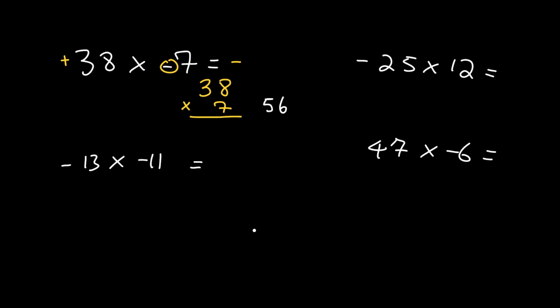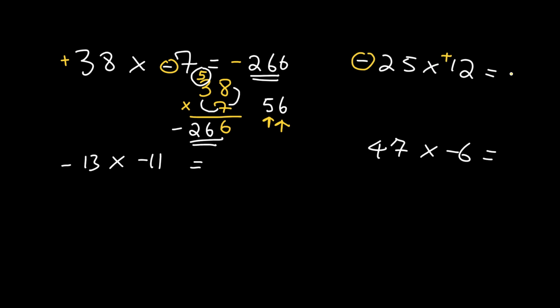Now this number here, you have to put it under the ones place value, and this number here, you have to put it on the tens place value. So you multiply 7 times 8. Now you need to multiply 7 times 3. 7 times 3 is 21, but you have a 5 over here. So 21 plus 5 is 26. So our final answer is negative 266. Negative and a positive gives you negative.